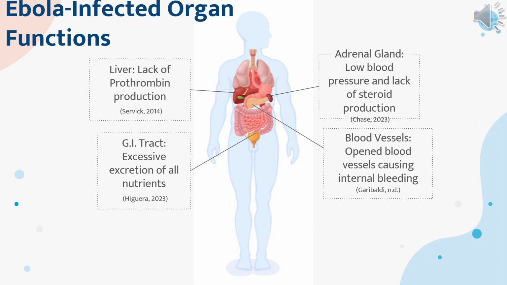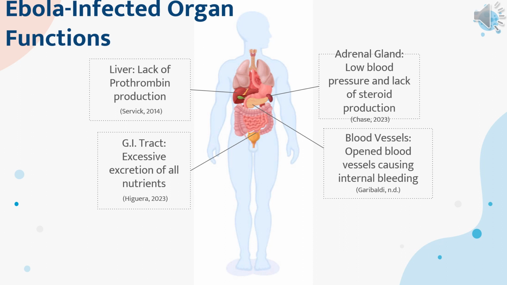However, all of these parts work differently when a person is infected with Ebola. For example, the liver struggles to produce the prothrombin protein. Therefore, the body struggles to produce blood clots. This correlates with stage 3 of the Ebola virus, where there is uncontrollable bleeding from the eyes, ears, nose, and mouth. Furthermore, the GI tract begins to overproduce waste products. This correlates with phase 2 of the Ebola virus regarding abdominal pain and diarrhea.